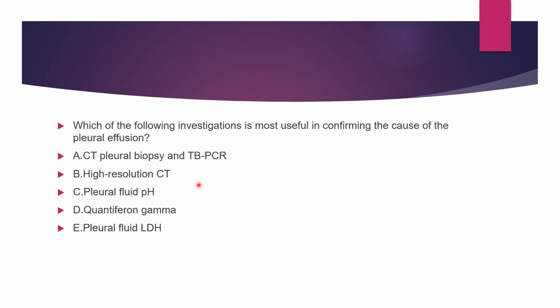There should be tissue that we take from the pleura, so that it becomes easier for us to diagnose tuberculosis. Only based on CT we can't diagnose tuberculosis. So the most useful in confirming the cause is pleural biopsy and tuberculous PCR.